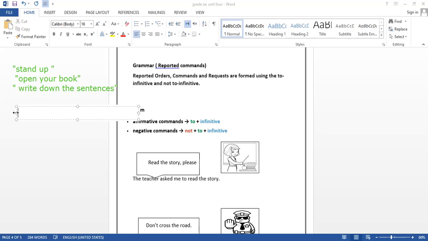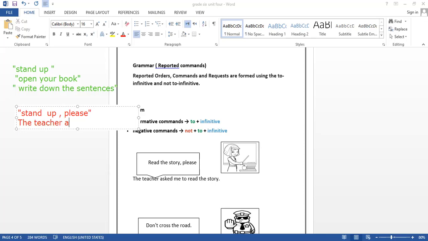Look here, for example, stand up, please. This is the sentence. Now I want to change this sentence into a reported command. It's very easy. What do you say? For example, the mother or the teacher.